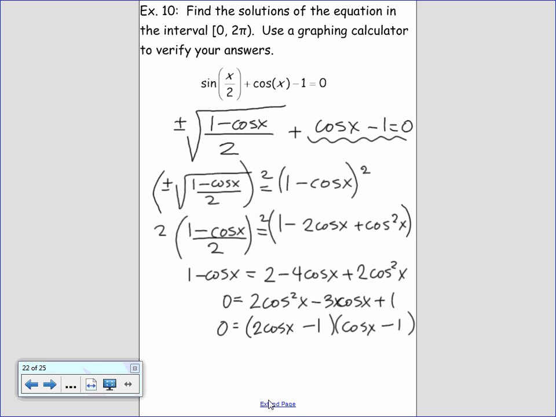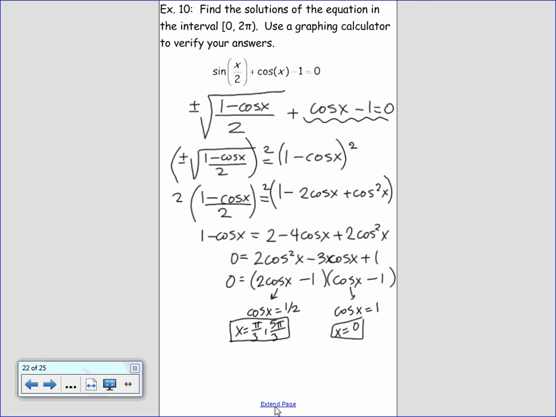I'm going to get 2 cosine of x minus 1 and cosine of x minus 1. And then I say, okay, self, where does the cosine of x equal 1/2? And where does the cosine of x equal 1? Well, this is x equals 0. It's a single angle, so I don't have to worry about doing anything wonky with it. The other place I need to look at is where does cosine of x equal 1/2? In the first quadrant, that's going to be pi over 3. And then I have to go to the fourth quadrant, and that would be 5 pi over 3. These are the answers, but I really should go back and check and make sure that I have the right things going on here.